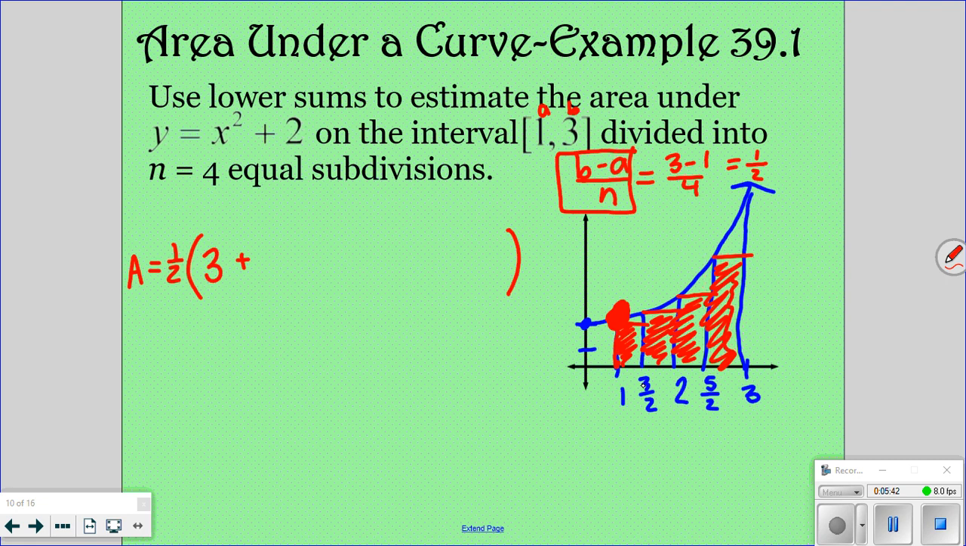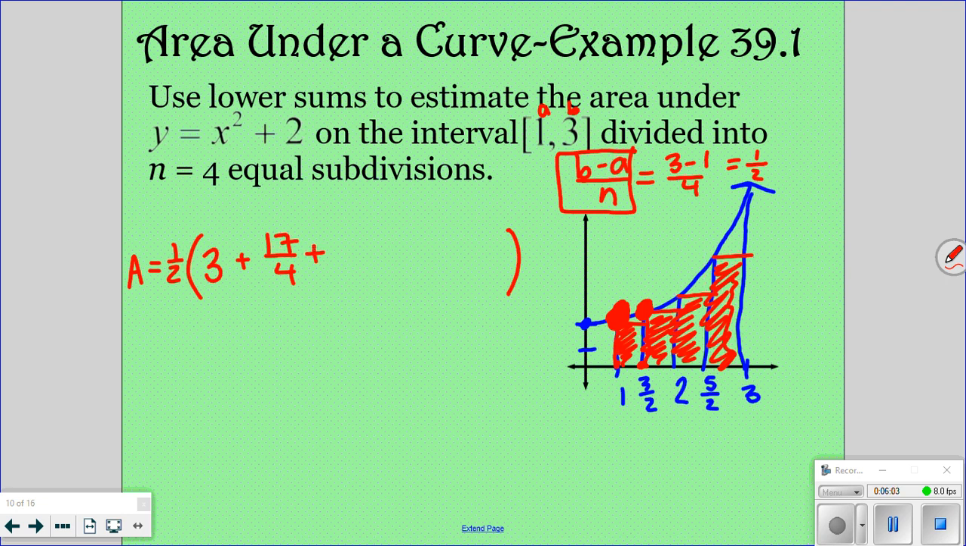And then you're going to find the next one. So its height is going to be found by plugging in 3/2, because that height is going to be right there. So 3/2 squared is 9 over 4 plus 2 is going to be 17 over 4.